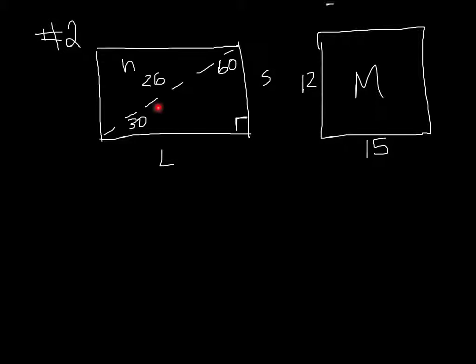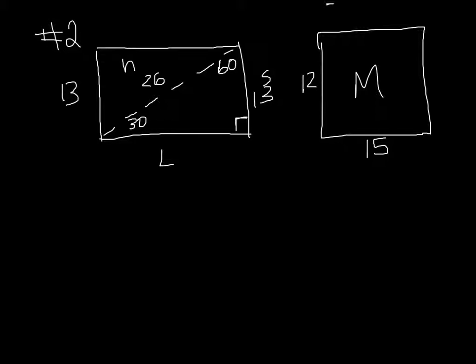So, that being said, the first rule that we know of a 30, 60, 90 is that the small leg here is going to be half of the hypotenuse. So if the hypotenuse is 26, the small is going to be 13. Okay? Now if that side's 13, then this side over here is also going to be 13. So we've got one of them.